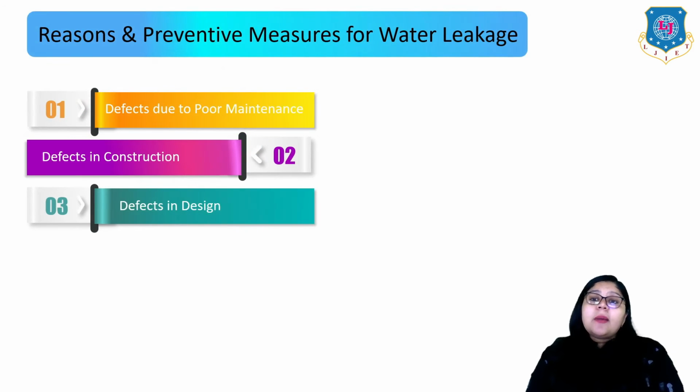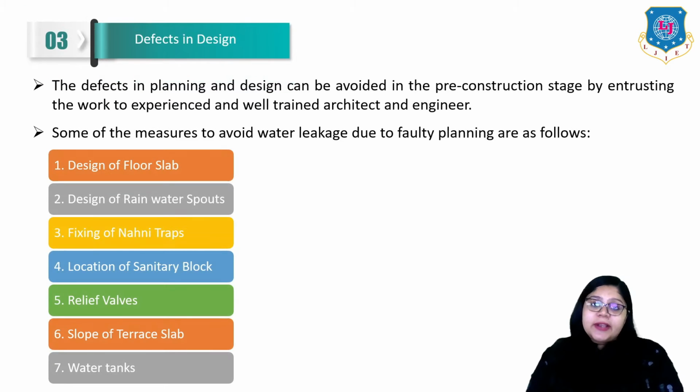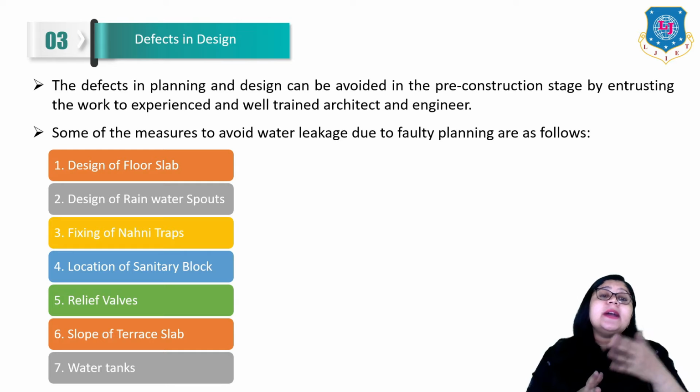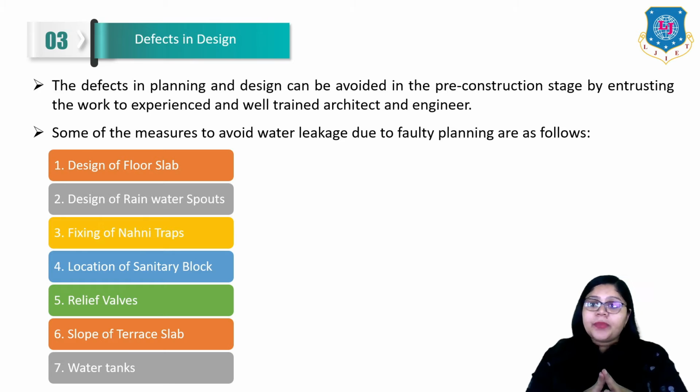Now let me give you the idea about the third one, which is defects in design. The defects in planning and design can be avoided in the pre-construction stage by entrusting the work to an experienced and well-trained architect and engineer. Some of the measures to avoid water leakage due to faulty planning are as follows: the first one is design of the floor slab, then design of rainwater spouts, fixing of the non-heat traps, location of sanitary blocks, relief valves, slope of terrace slab and the water tanks.